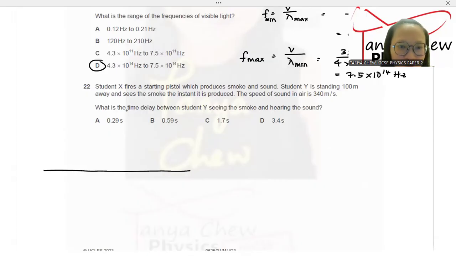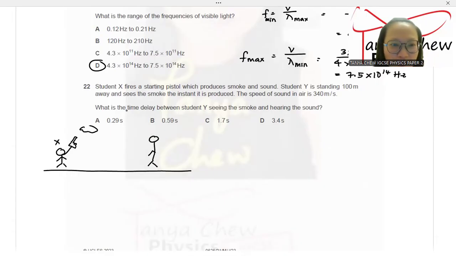Okay, let me draw out the two students. This is student X. Fire, this is a gun. I'm not good at drawing. I hope you can understand. This is a smoke. This is student Y. Oh, Y is higher, okay? The distance is 100 meters.